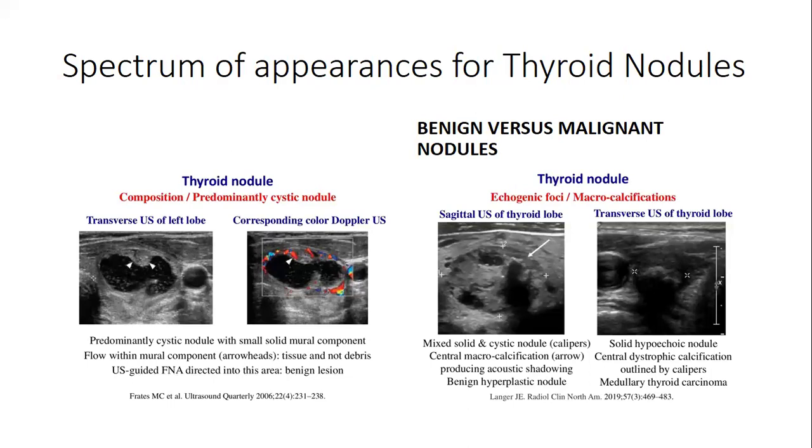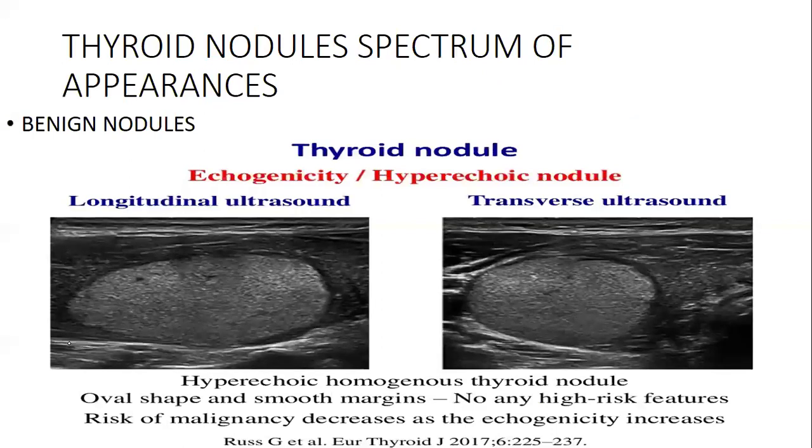On the contrary, if you look at the other image here, you see mixed solid and cystic nodules, with central macrocalcifications. Now, calcifications in the nodule raise the index of suspicion for malignancy and should always ring bells for us to be very inquisitive and try to see if we can do other tests to narrow the diagnosis.